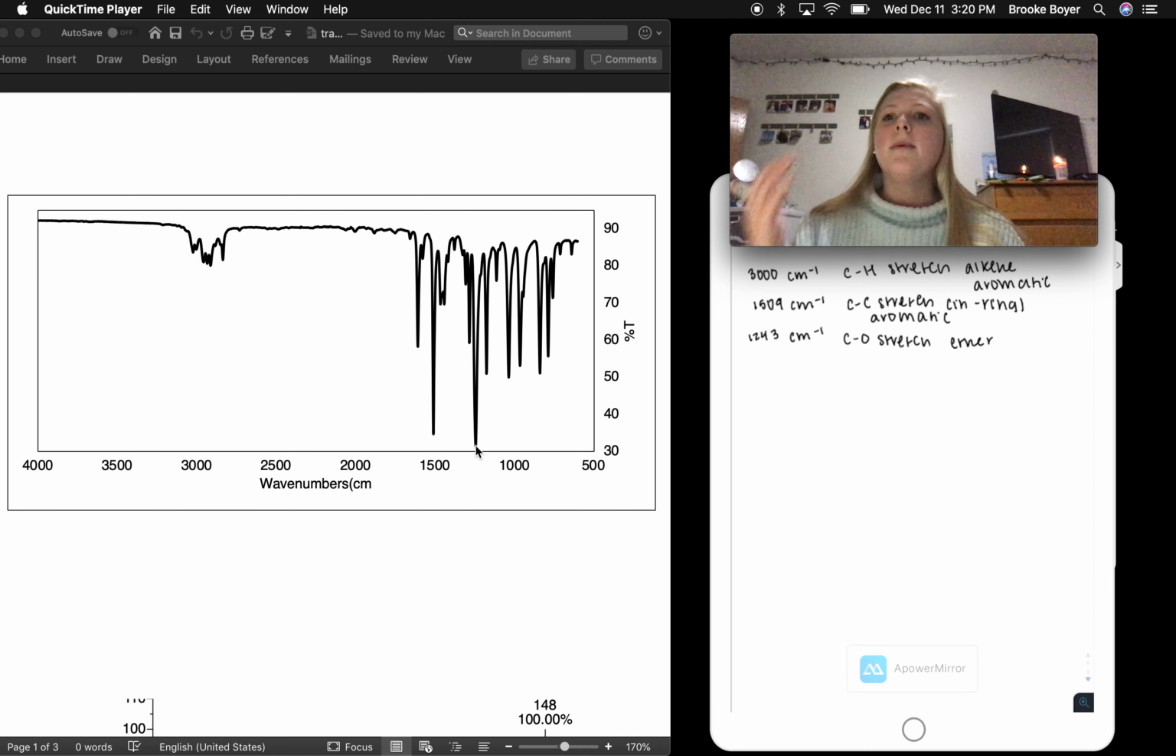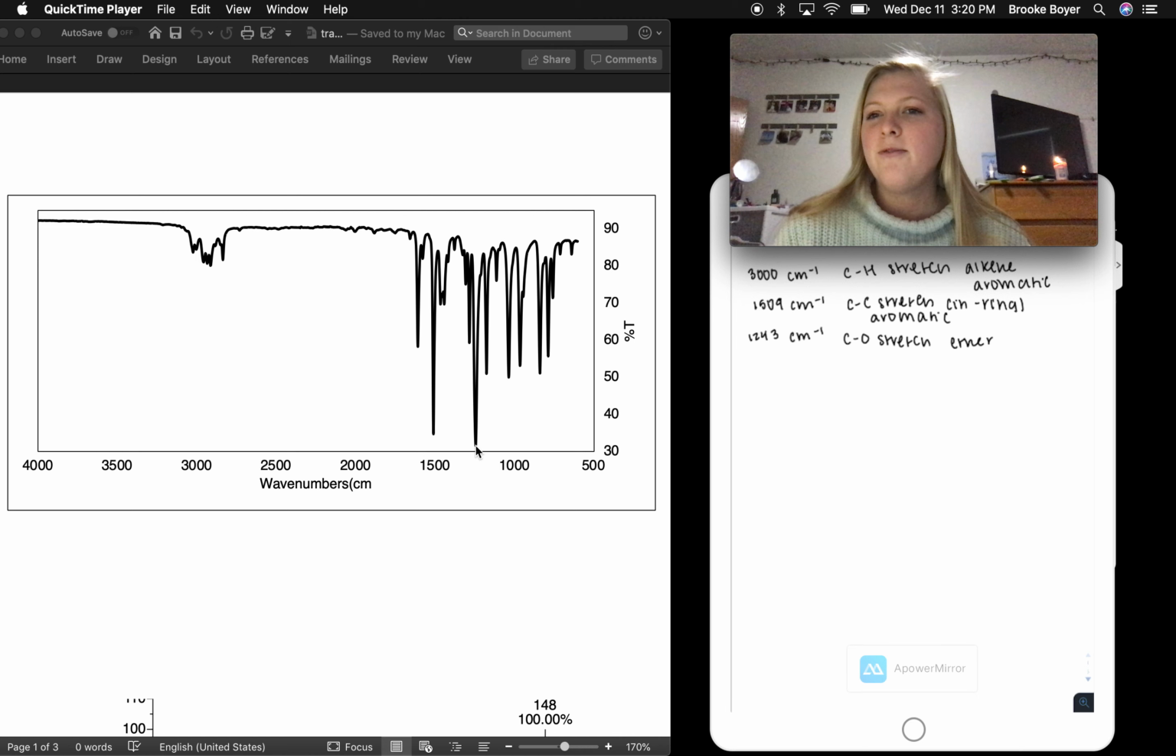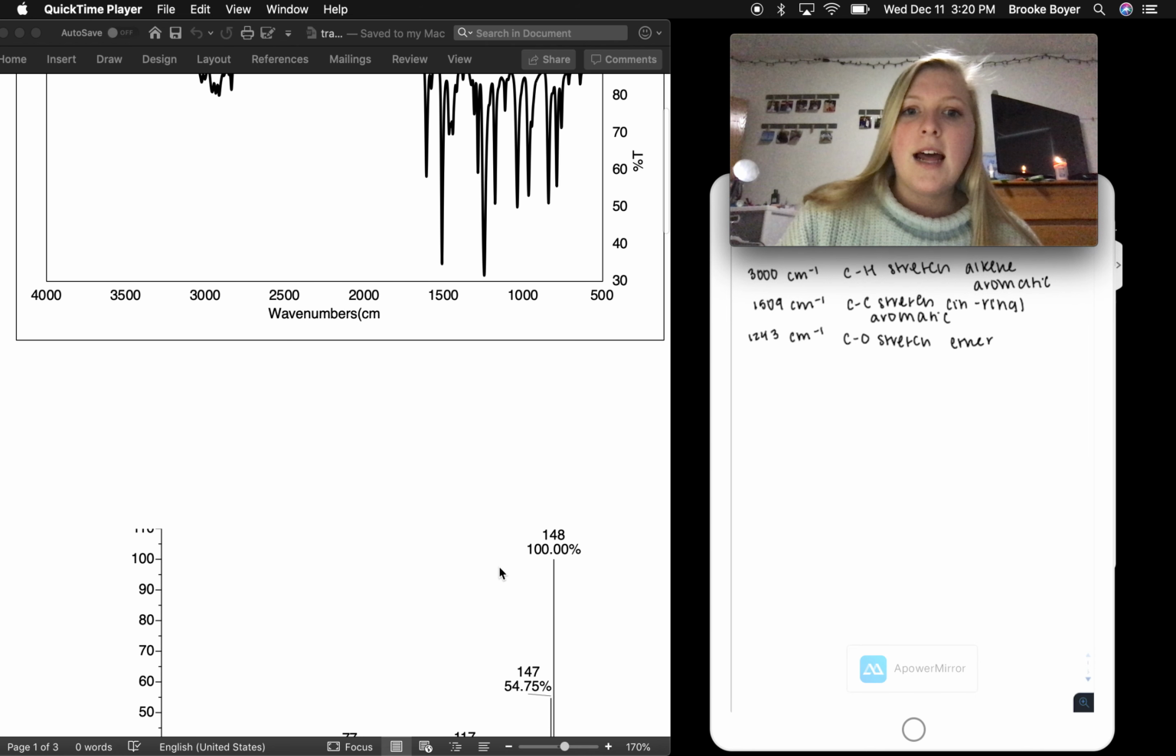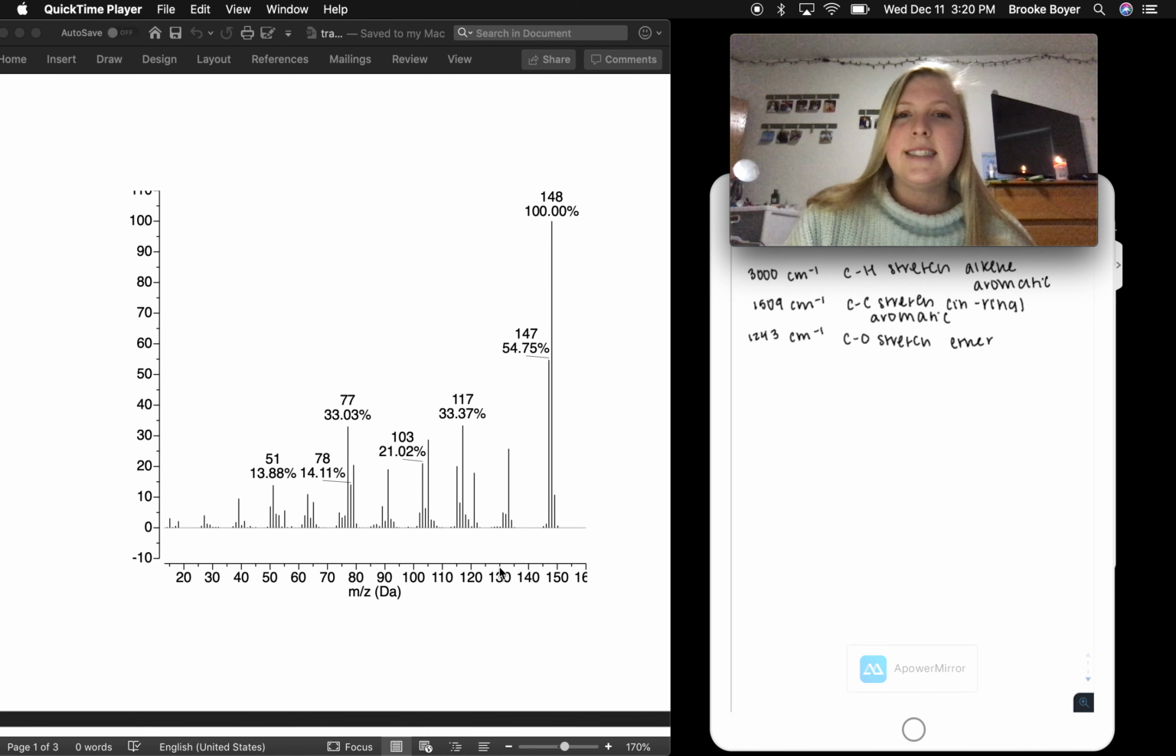So an IR's job is to tell us the functional groups in our compound. So it did the job, told us that we have an ether. The next thing that we're going to look at is the mass spec.